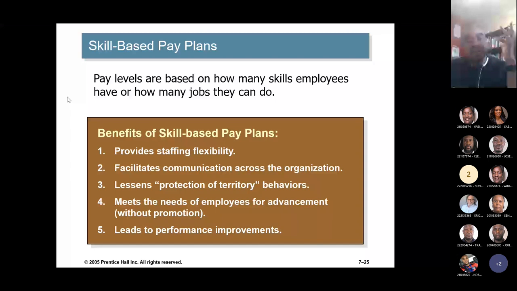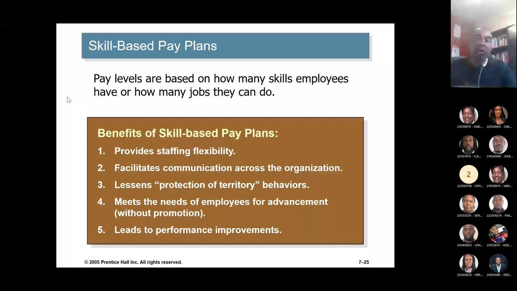If you have different skills and you have been rotated from one department to the other because of the multiple skills that you have, it meets the need for employee advancement. Then, of course, another benefit of a skill-based pay plan is that it leads to performance improvement, holistically or generally, within an organization.